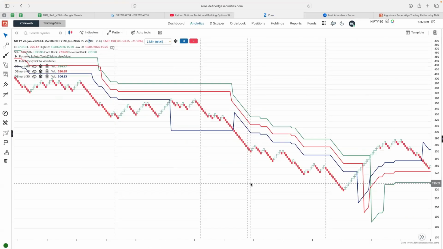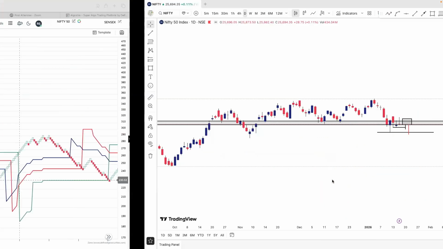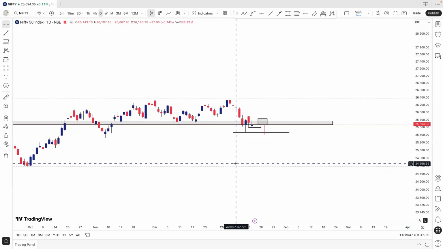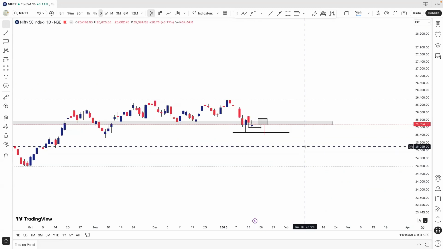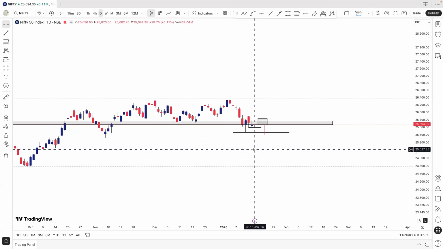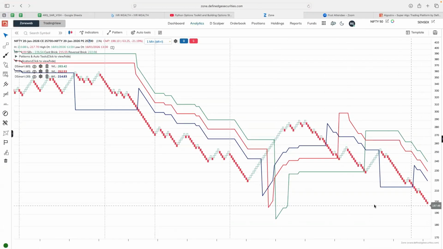When did it give me a breakout? When did it give me an exit? Let's see. It gave me an exit on 16th Jan, right? 7th Jan, it gave me an entry and it's giving me an exit on 16th Jan close, which is 25,694, which is, maybe intraday it gave me a close and then it died again, right? Because the trend continued to go further down.